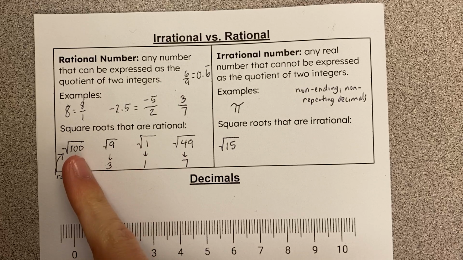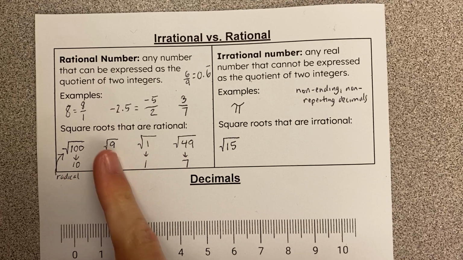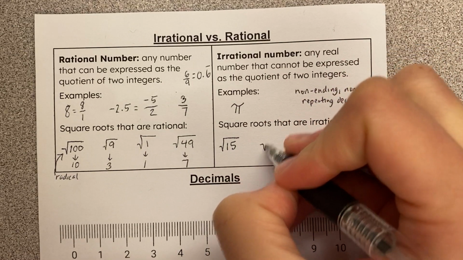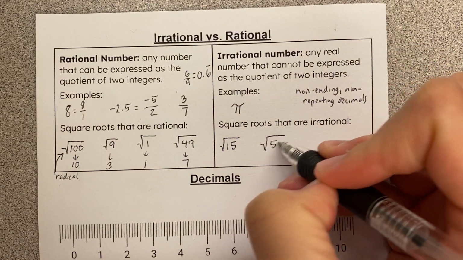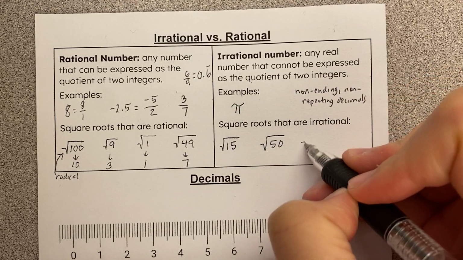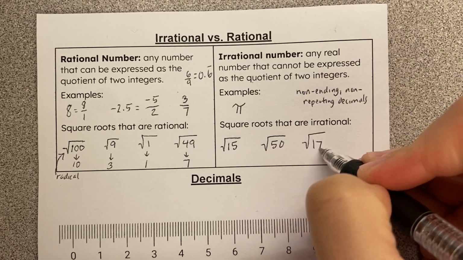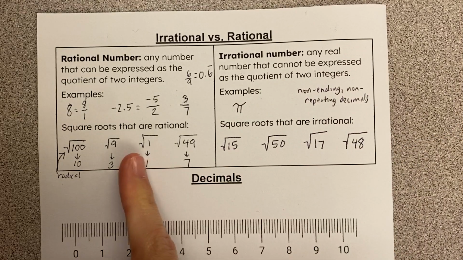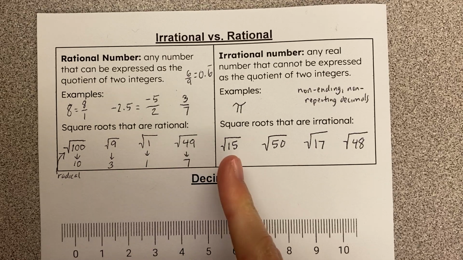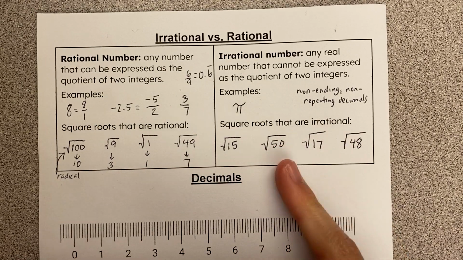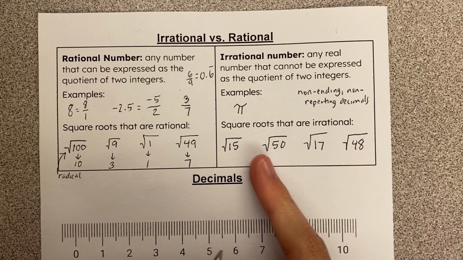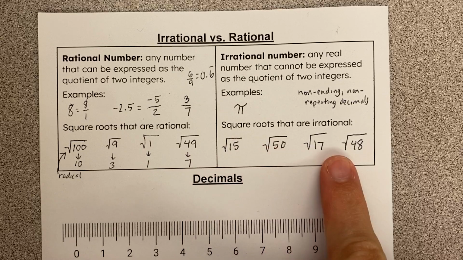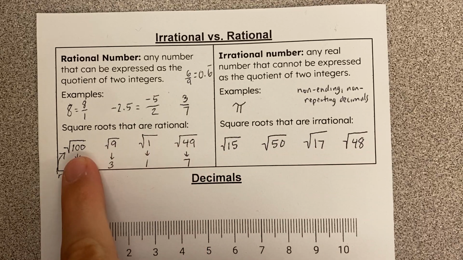Any number that's not what's called a perfect square. 100 is a perfect square because it's 10 times 10. 9 is a perfect square, it's 3 times 3. 1 is 1 times 1. 49 is 7 times 7. Any number that's not a perfect square, like 50, or 17, or 48, these are not numbers that have a whole number square root. These are all irrational numbers, okay? And there's a whole topic about what we can and cannot do with irrational numbers. So these are irrational. These are perfect squares. They are rational.